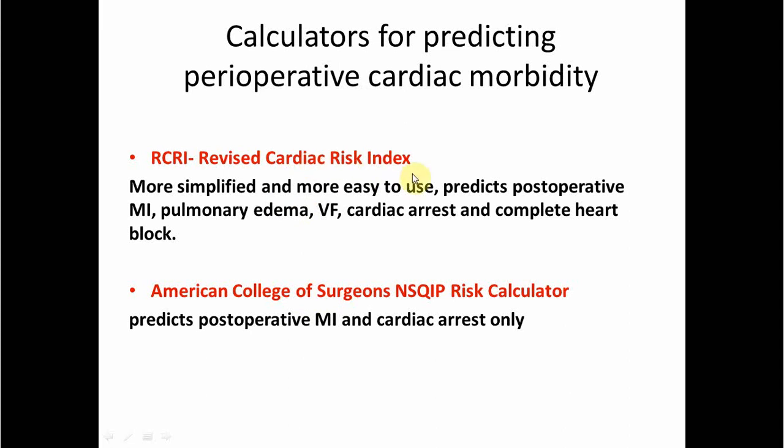The revised cardiac risk index or Lee index is a simplified and easier to use index, consisting of just 6 predictors. We can memorize them well and easily, and it has more predictive value. It can predict postoperative myocardial infarction, pulmonary edema, ventricular fibrillation, cardiac arrest, and complete heart block. While the NSQIP risk calculator is more difficult. It consists of 21 items. We cannot memorize them, and it only predicts postoperative myocardial infarction and cardiac arrest. So I recommend routinely using the revised cardiac risk index in your daily practice.